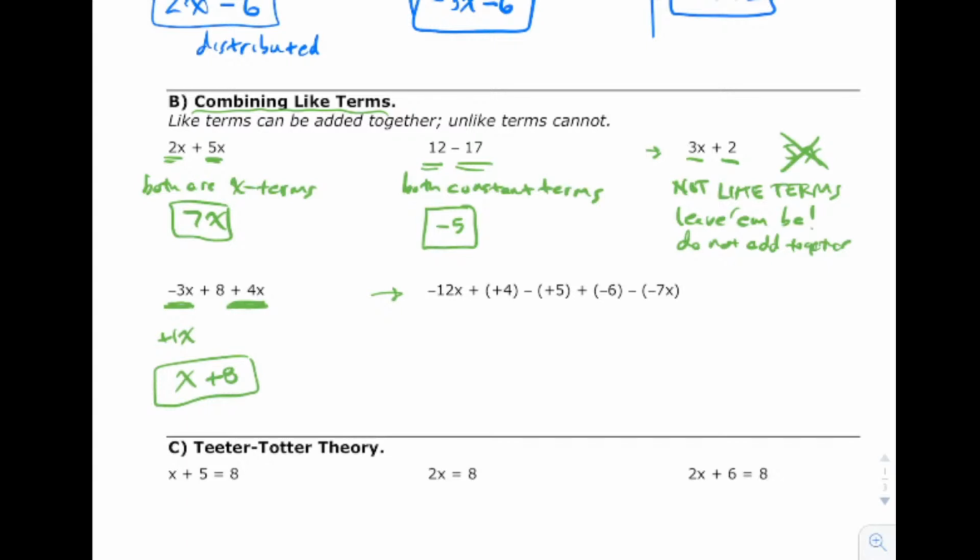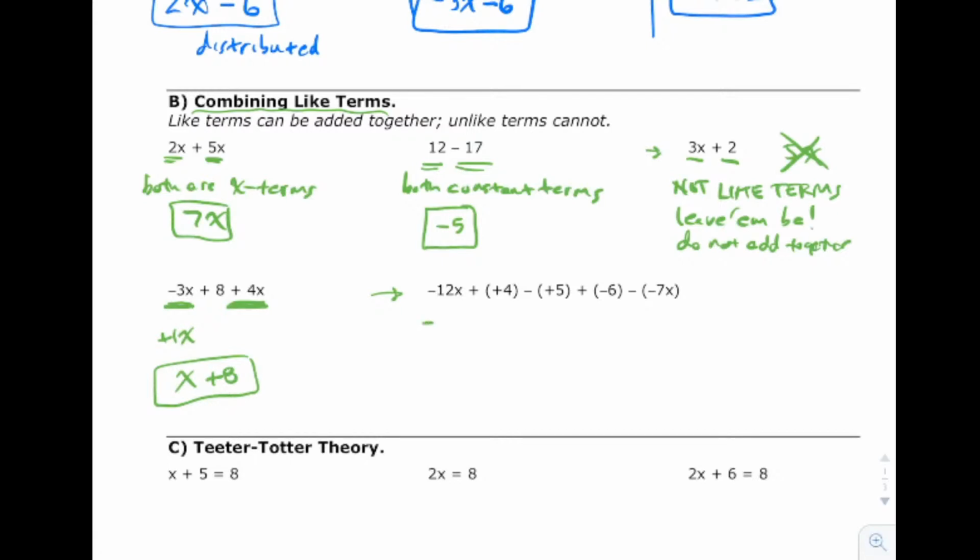So we're in the like terms idea, and you notice I've got an x term here, and I've got an x term there. Those have to go together somehow. These are all constants, or number terms. Those have to go together somehow. But I'm not really ready to add them yet. What I'd like to do is actually get rid of my parentheses.